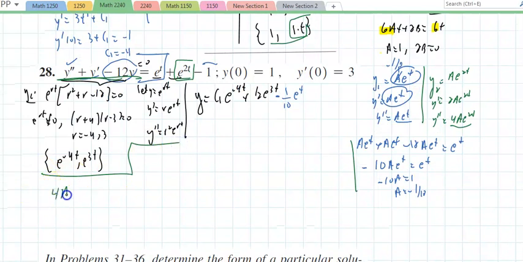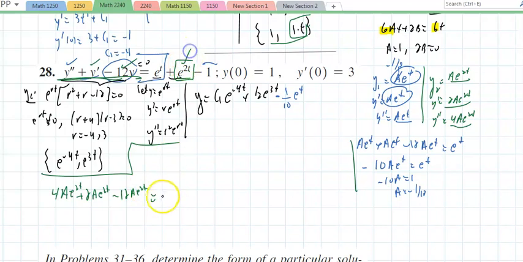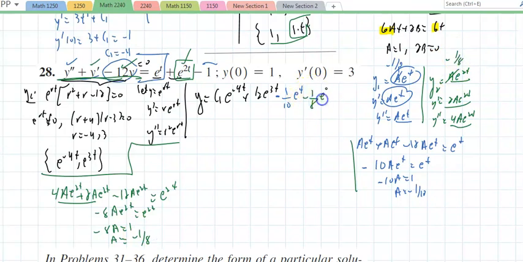It's going to be 4a e to the 2t plus 2a e to the 2t, you could use the letter b if you like, and minus 12 times a e to the 2t, and that's going to equal only that component, which is 6 of those. Negative 8a e to the 2t equals e to the 2t. Negative 8a equals 1. a is negative 1/8. So in this case, minus 1/8 e to the 2t.